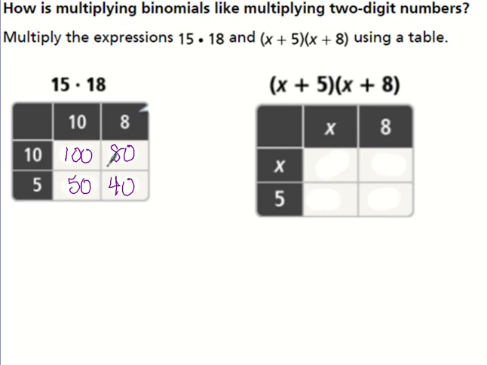With this case, they're all numbers, so I basically am doing 100 plus 80 plus 50 plus 40. Okay, so I just add them together, and when I add these all together, I get 270. When you multiply two numbers like this, two digit numbers, this is basically what you're really doing, right?